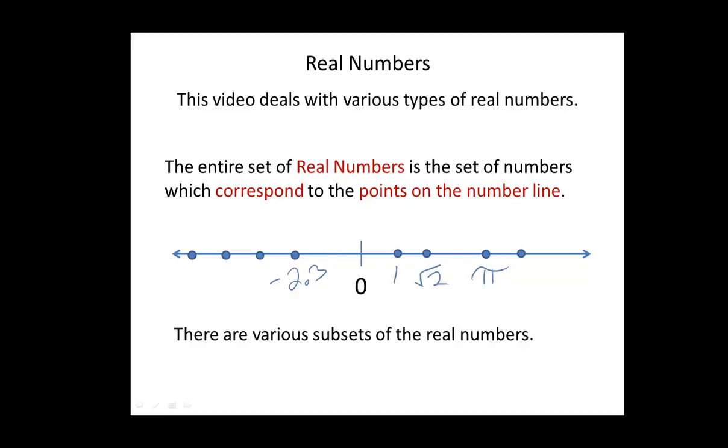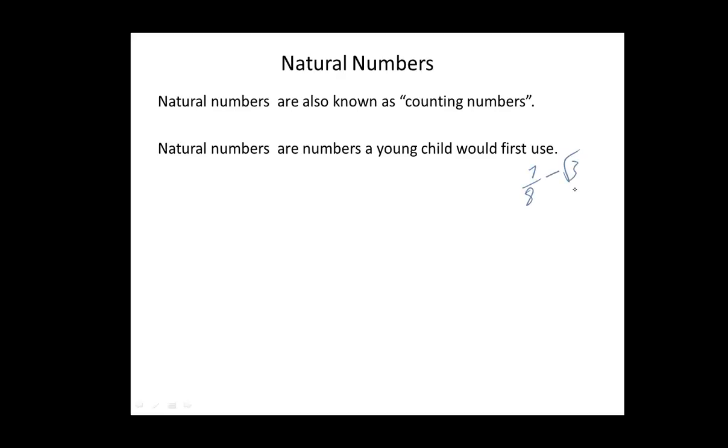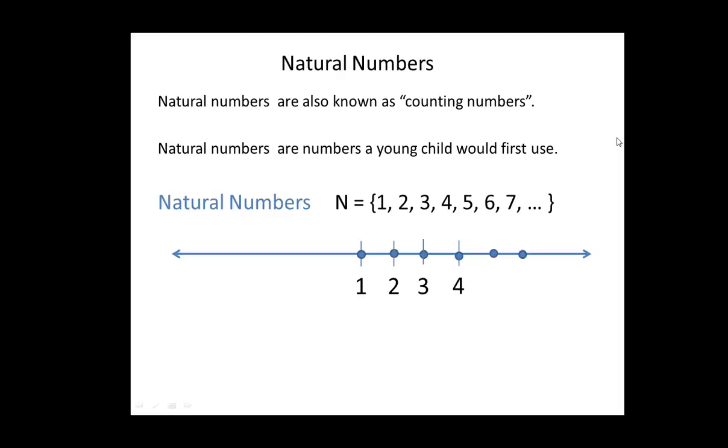There's subsets of the real numbers, and that's what we're going to talk about first. The natural numbers are known as the counting numbers. Now these are the numbers a young child would first use. They're not going to start by saying something like 7/8 or negative radical 3. These are not counting numbers. Rather, these are the numbers such as 1, 2, 3, 4. Those are the natural numbers.